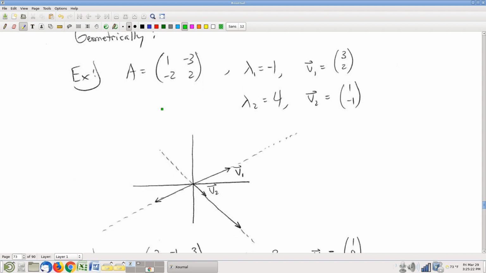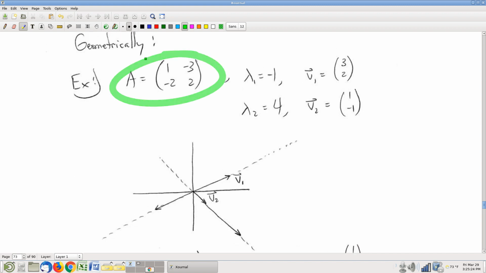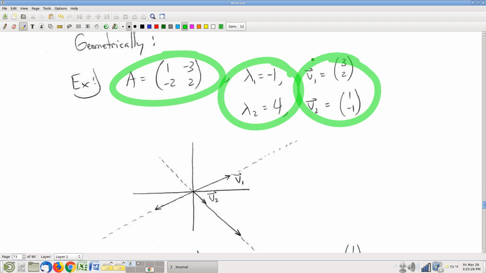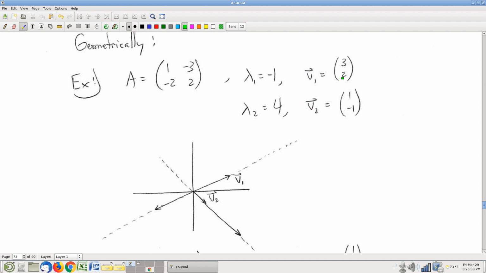Y'all will recognize that matrix. We've computed the eigenvalues. We computed the eigenvectors. We did all this last time. Make sure you remember what those processes are. But geometrically, what does this tell us?